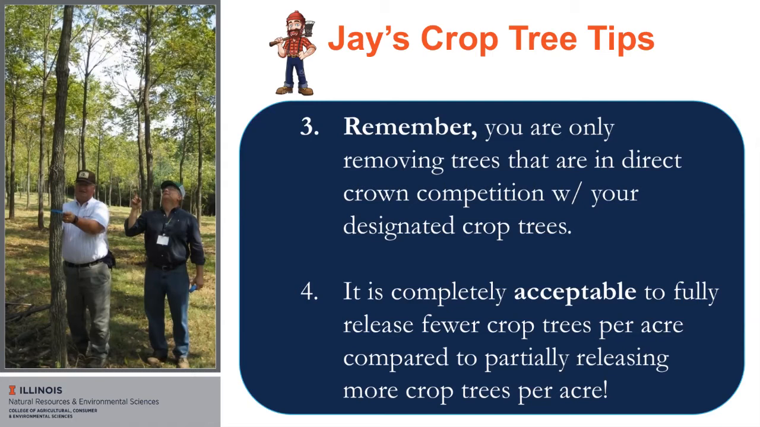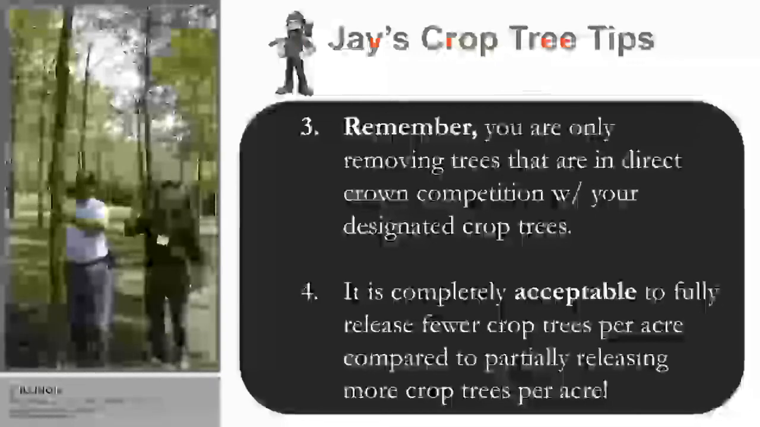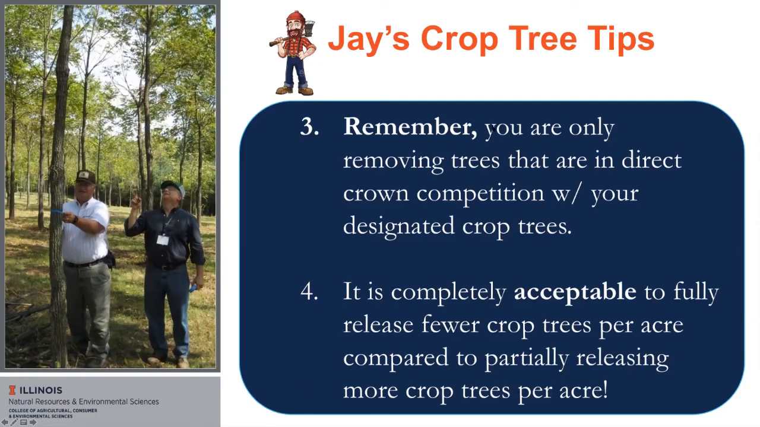Tree tip number 4, it is completely acceptable to fully release fewer crop trees per acre compared to releasing more crop trees per acre. And we're going to talk about how to conduct a proper release, where a proper release is making sure that our crop tree has an unencumbered crown on 3 to 4 sides. So that's really important. You're much better off doing a 3 to 4 sided release on fewer trees than doing a 1 to 2 sided release on more trees. And we're going to get into that later.